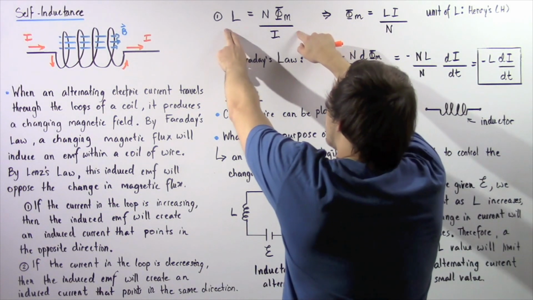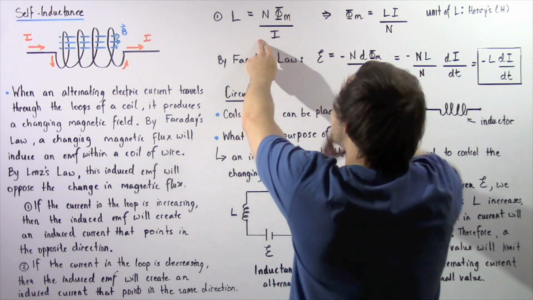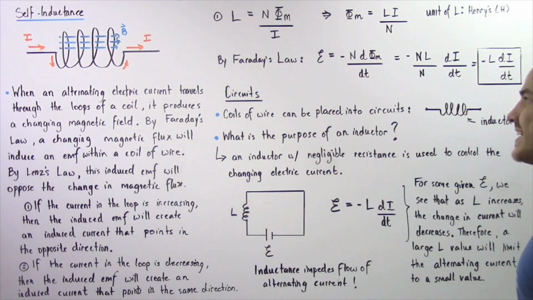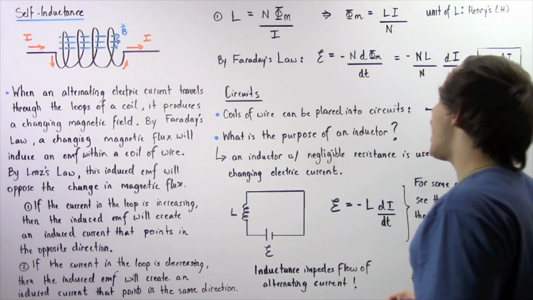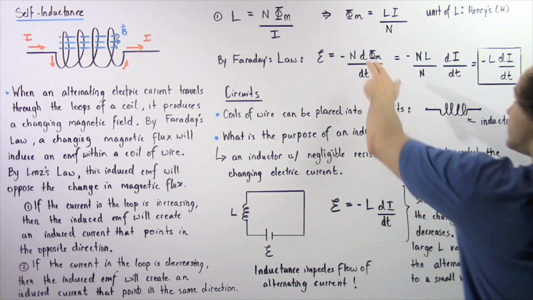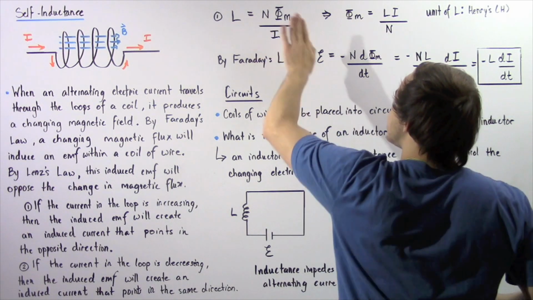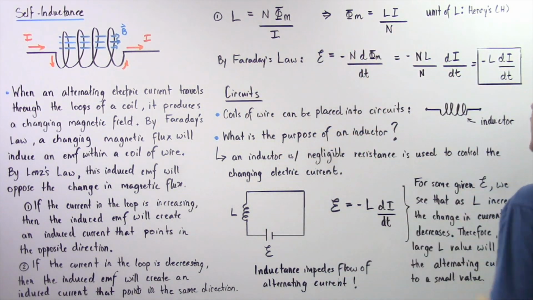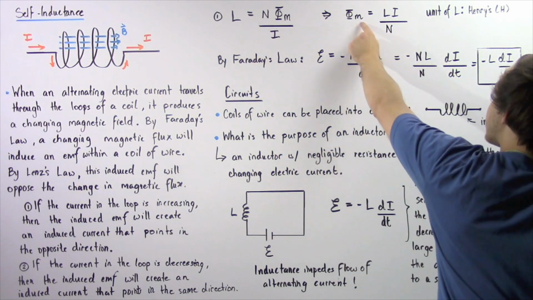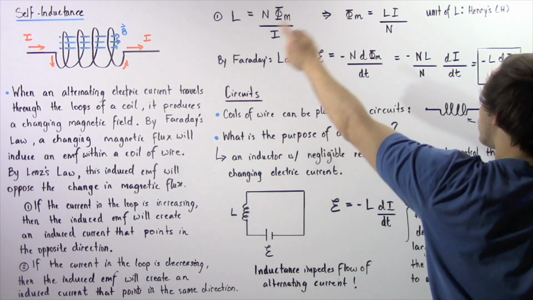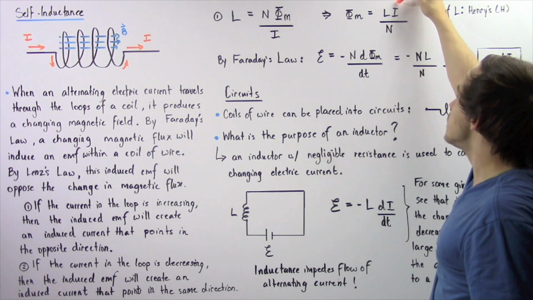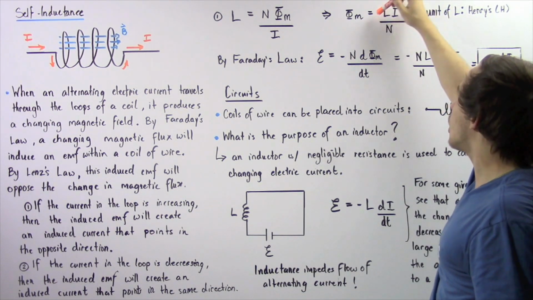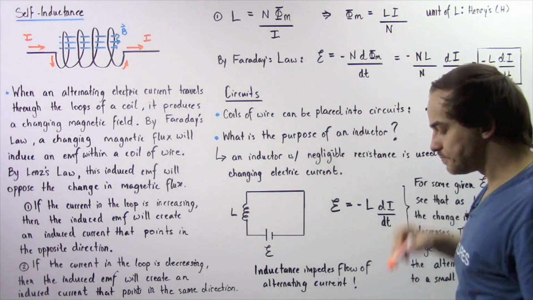Now, if we take this equation, we can rearrange it and solve for our magnetic flux that exists within these loops of wire of our coil. So we see if we bring the I and N to the left side, we get the following result. The magnetic flux within our coil of wire is equal to the product of our inductance, L, multiplied by I, our current, divided by N.